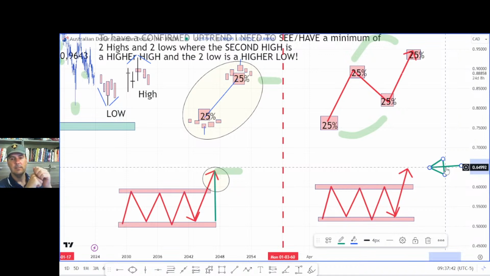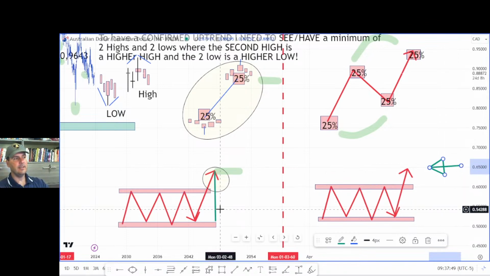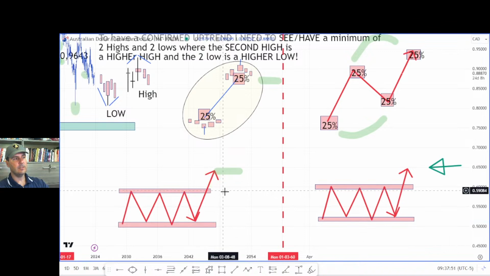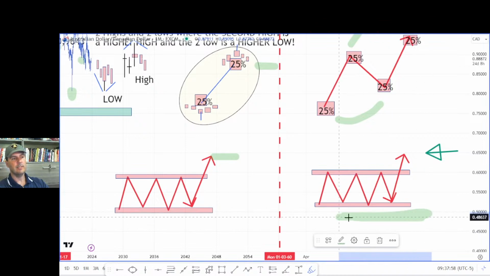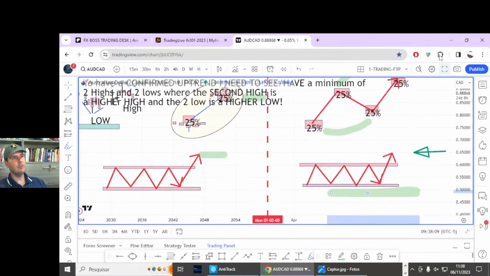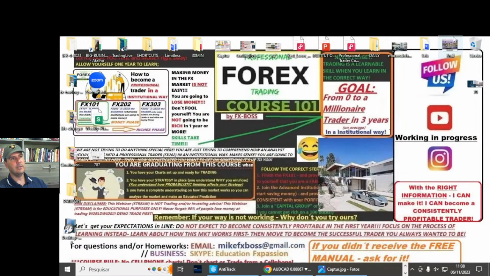See everybody? Shocker. How many of you are thinking, oh, I'm going to buy the breakout and I'm going to put the stop loss below consolidation? How many of you are thinking like this? Type in the chat. I would put the stop loss below consolidation. See everybody how you've been following the wrong plan?